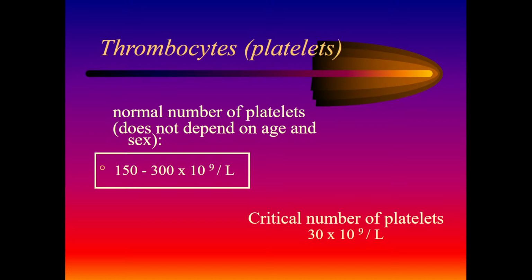Critical number of platelets, a low level, is nearly 30 in 10 to the 9th degree per liter.